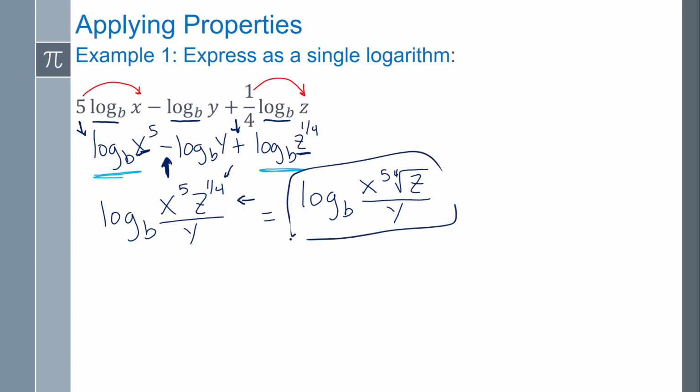A common mistake when it comes to condensing is we write log more than once. You only write log once when you're condensing.